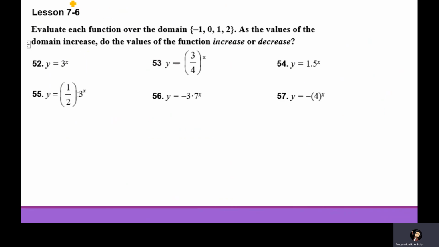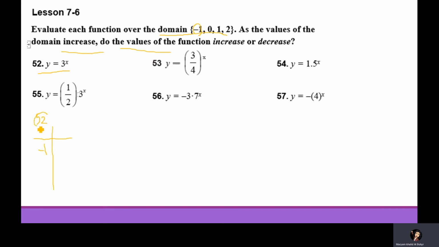In lesson 7.6, we have to evaluate. Evaluate each function over the domain. The idea is really simple, and you need to say whether the function is increasing or decreasing. Let's check out. All your job is to substitute this in the x place and see what's up. Let me figure out the domain for the first. Here, -1. I'm going to substitute -1 in question 52.